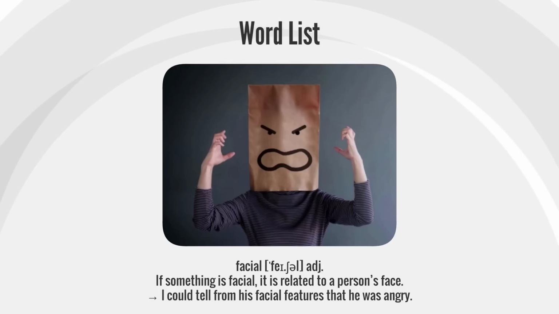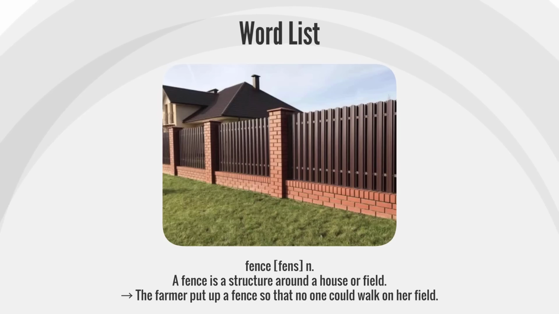Facial. If something is facial, it is related to a person's face. I could tell from his facial features that he was angry. Fence. A fence is a structure around a house or field. The farmer put up a fence so that no one could walk on her field.